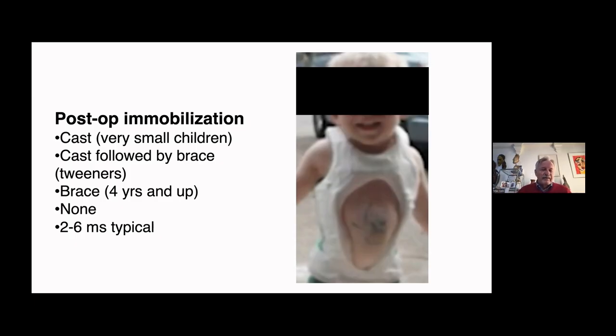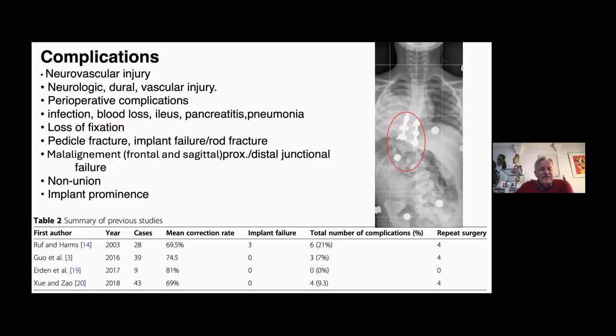Or in the older children, you can use a brace, and usually this goes for 2 to 6 months, and then you can liberate these children. There are complications, of course, all the complications which exist in spine surgery, and most prominent during the surgery is the neurovascular complication, or the complication of the dura, of the dural sac.